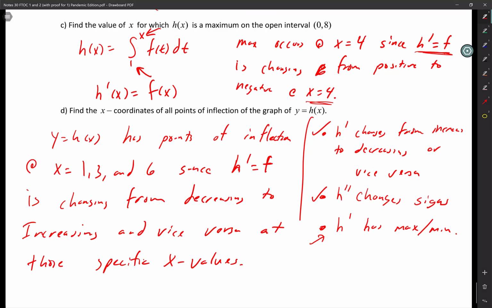The worst answer is to say points of inflection at 1, 3, and 6 because the graph of h changes concavity. Well, that's what they're asking for. How do you know, though? You're not telling me anything. You just told me that h changes concavity, but we don't know any reason why. So, cool. All right, guys, let me come back. You guys are already back.